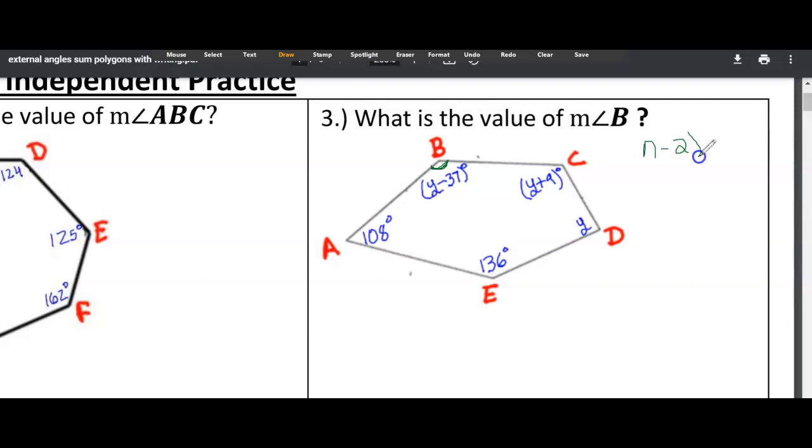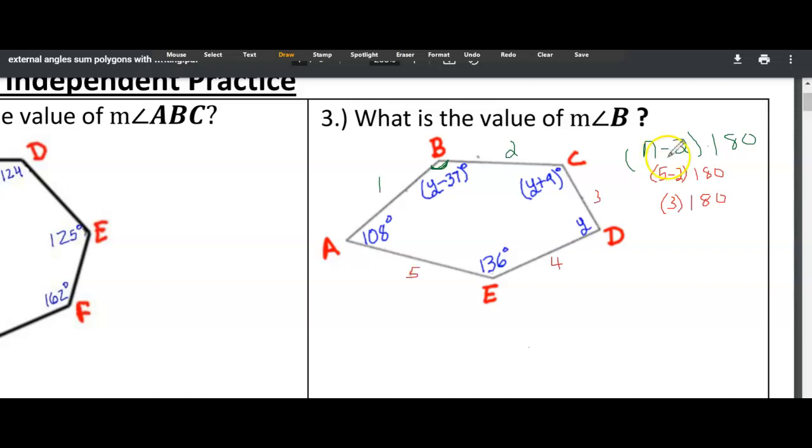And you multiply that times 180, because that n minus 2 tells you how many triangles are in this figure. So count the number of sides, subtract 2, that tells you how many triangles there are, and each triangle is 180 degrees, so you multiply it. Go ahead and find that out. What is the sum of the interior angles?